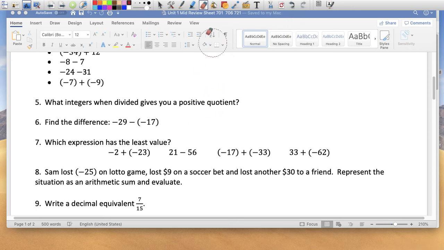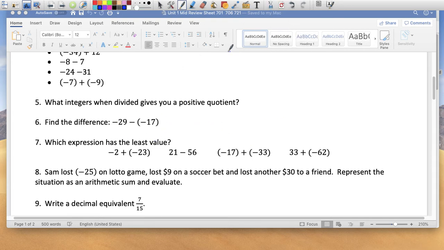Find the difference. Again, negative 29 plus 17 equals negative 12. Okay, very simple.